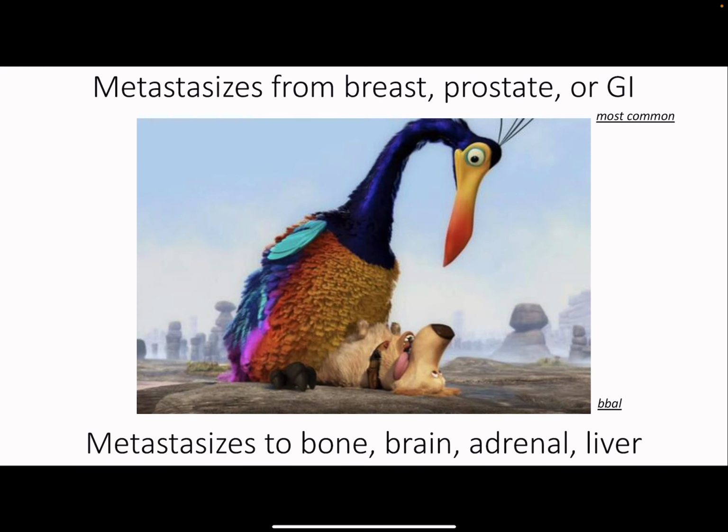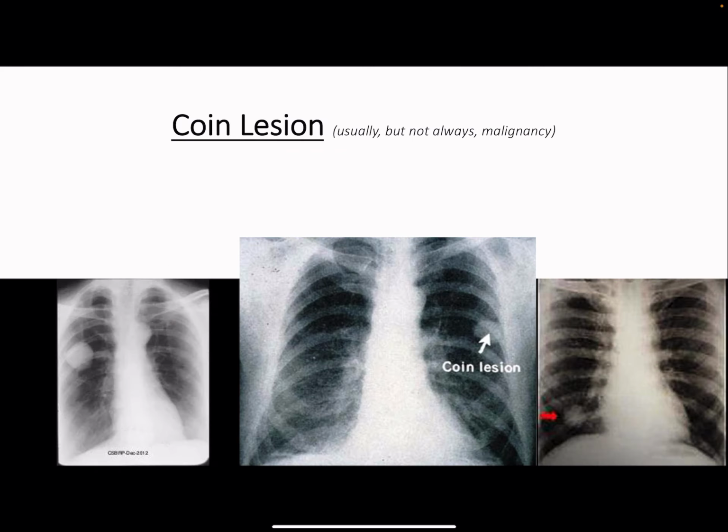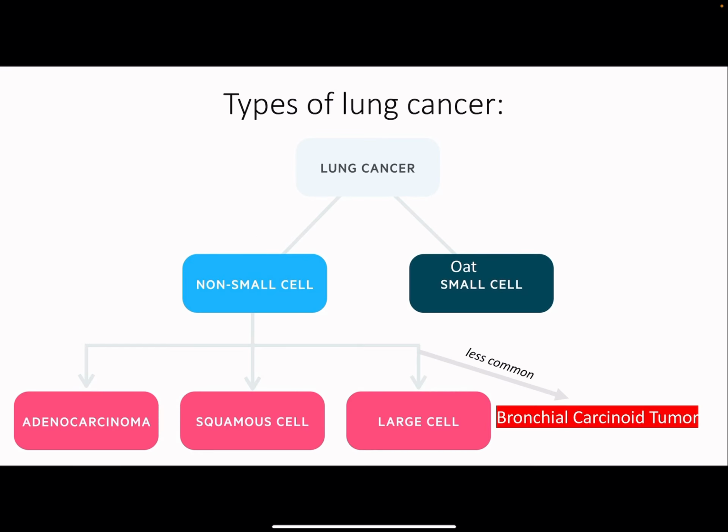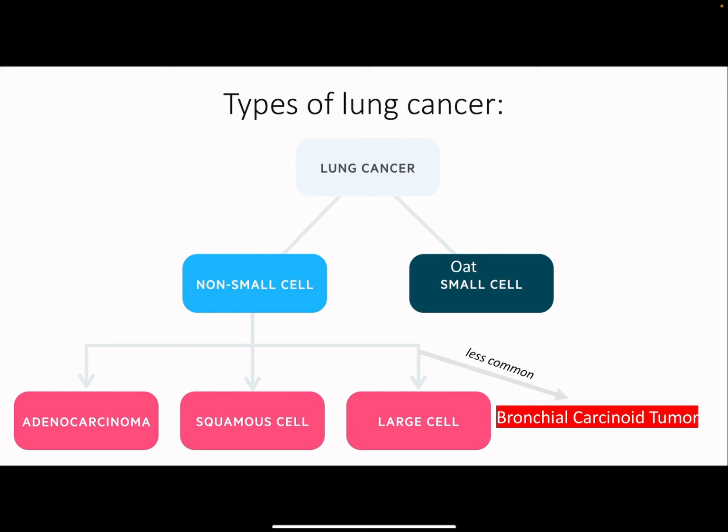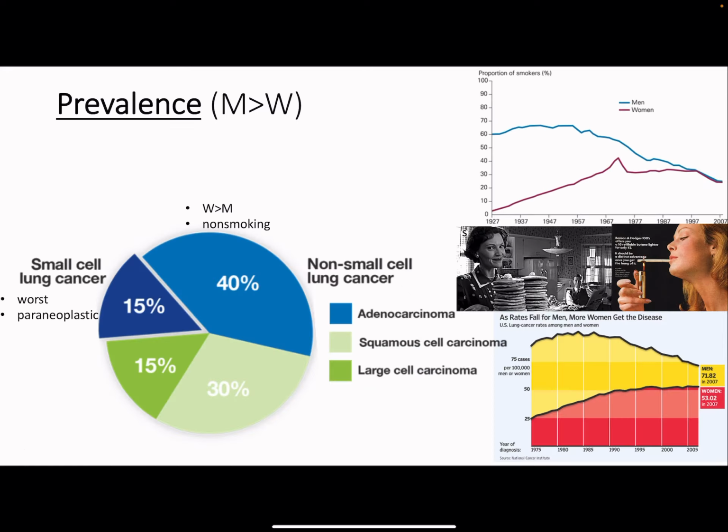So lung cancer is likely to metastasize from breast cancer, prostate, and GI. That kind of makes sense. Those are the most common types of cancer. Now, where will it metastasize to? It might go to the bone, to the brain, to the adrenal, and to the liver. I think of BBOW. Coin lesions are just something that you might want to look out for on a chest x-ray to diagnose cancer. It doesn't always mean cancer, but it's at least a good guess. Like we said, we can break this down into non-small, adeno, squamous, large cell, less commonly bronchial carcinoid tumors. There's also other types, but these are the main ones. And then O, also known as small cell.